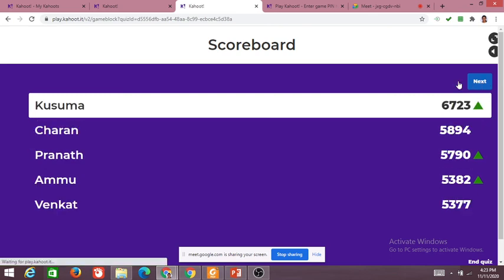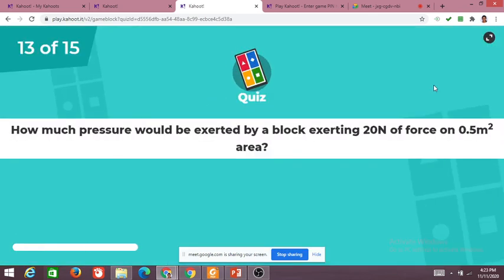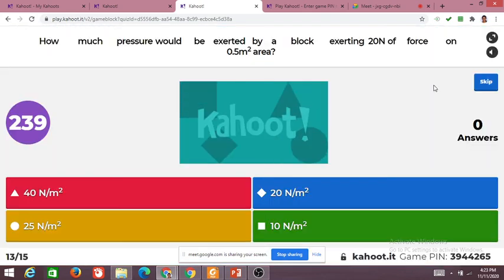The question: how much pressure would be exerted by a block exerting 20 Newton of force on 0.5 meter square area? So now calculate the pressure. Force is 20 Newton. Area is 0.5 meter square. Red, 40 Newton per meter square. Blue, 20 Newton per meter square. Yellow, 25 Newton per meter square. And green, 10 Newton per meter square.